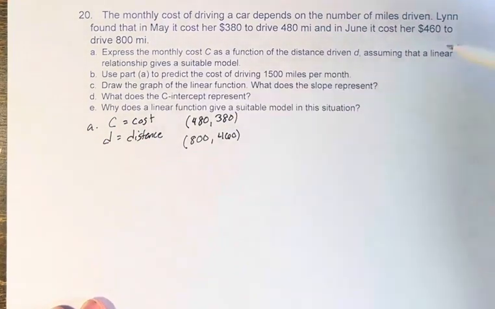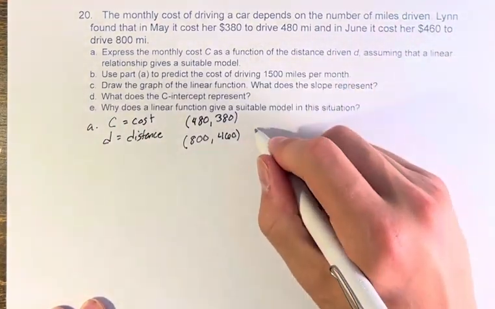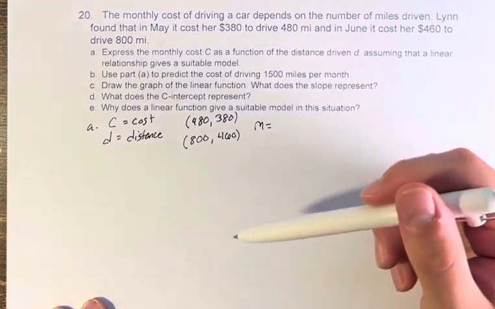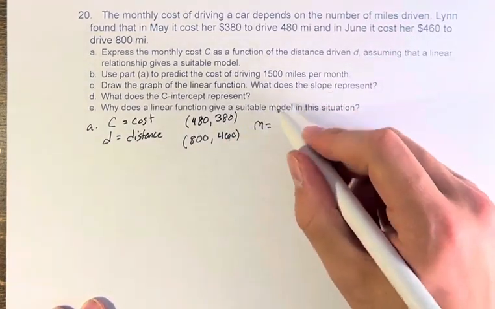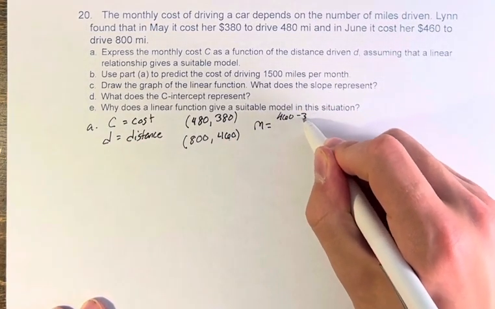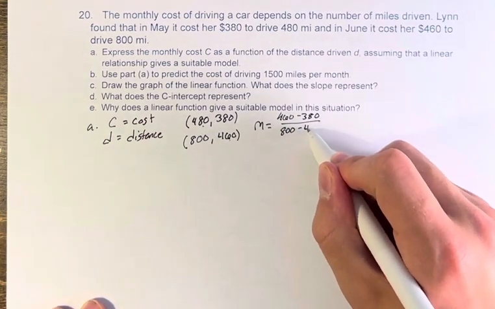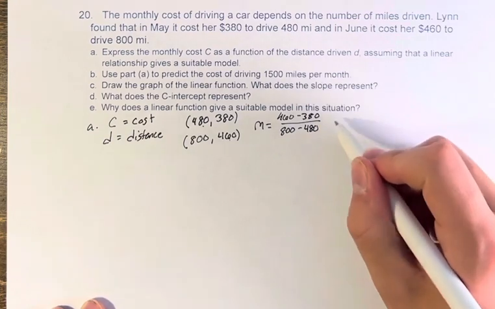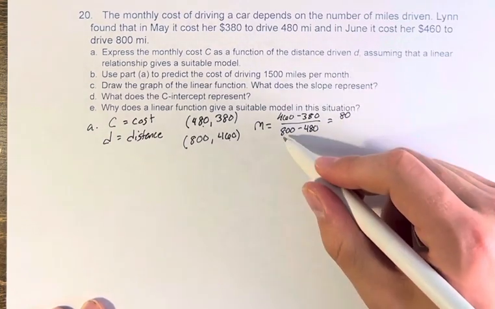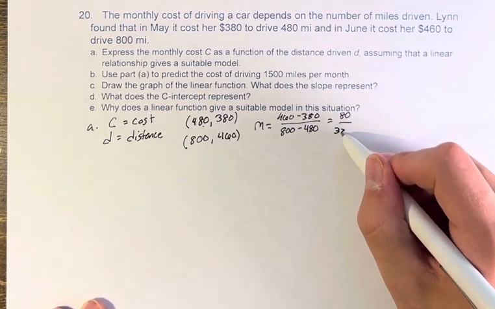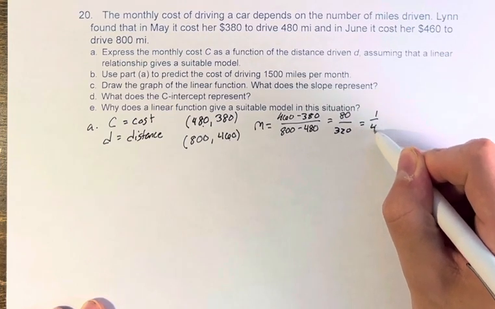So we're going to assume that it's a linear relationship. We're first going to find the slope. That is the change in y, 460 minus 380, over the change in x, 800 minus 480. 460 minus 380 is 80. 800 minus 480 is 320. Therefore, the slope is 1/4.